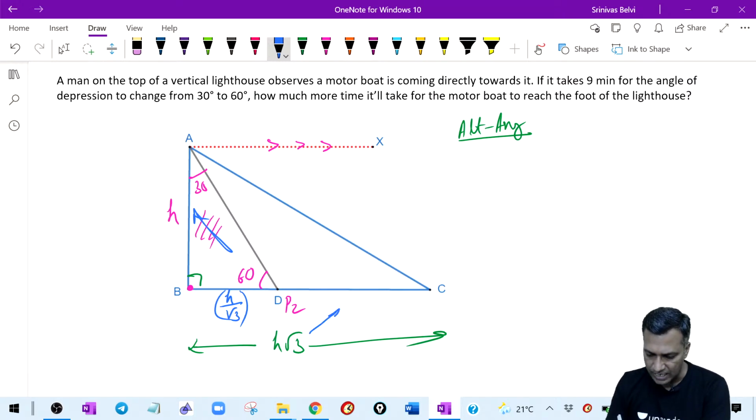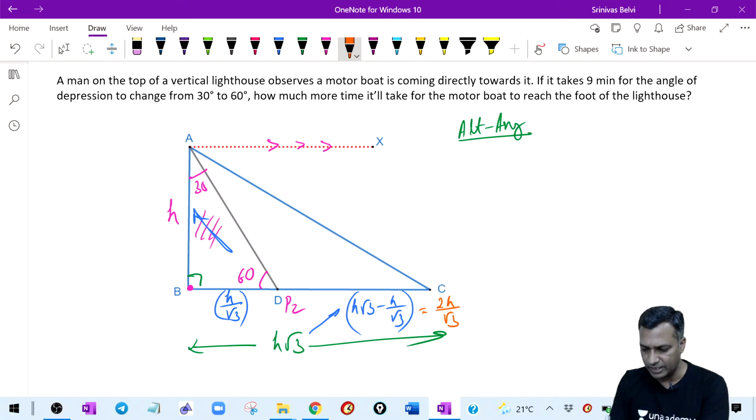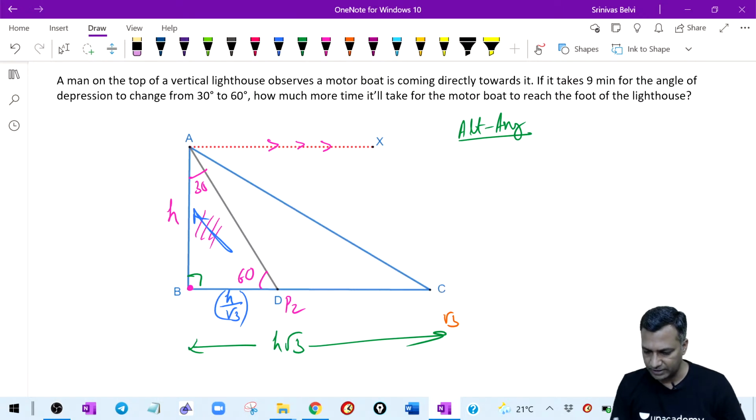So how much is this? I can find out. This particular distance is nothing but h root 3 minus h divided by root 3. Upon simplification, I will get 2h divided by root 3. Okay, therefore, what is the ratio of the distances? If I just put it in perspective, this is 2h divided by root 3.